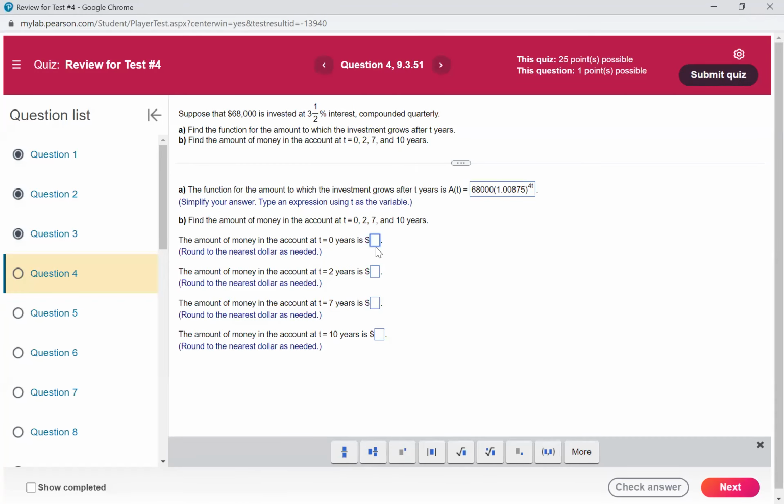All right, y'all, 68,000 here. At 2 years, you get 72,908. At 7 years, 86,786. And then at 10 years, I had 96,350.